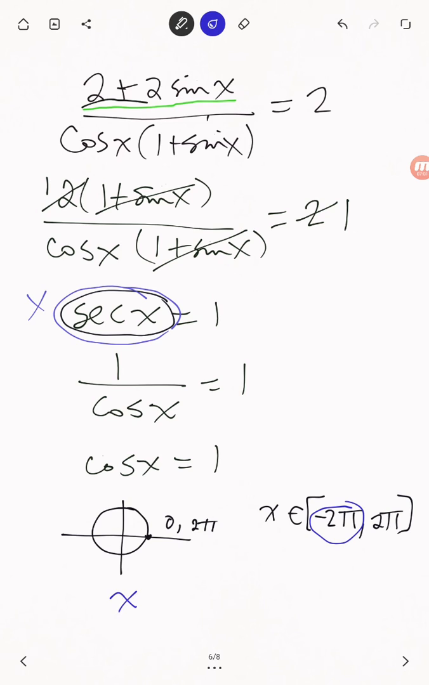So therefore the final answer, x equals negative 2 pi, 0, and 2 pi.